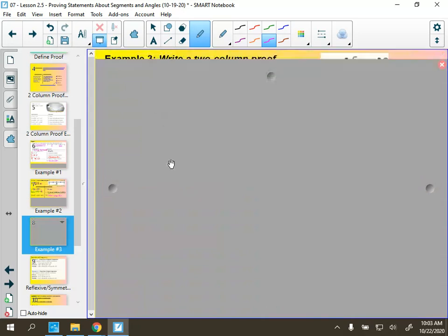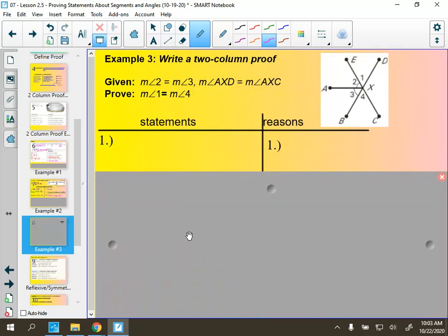Let's help ourselves out, not overwhelm ourselves, and just say, all right, here we go. Where do I start? I know how to start a proof. I'm going to get my half point by getting the given information. We'll look at the picture in a second. The measure of angle 2 equals the measure of angle 3.